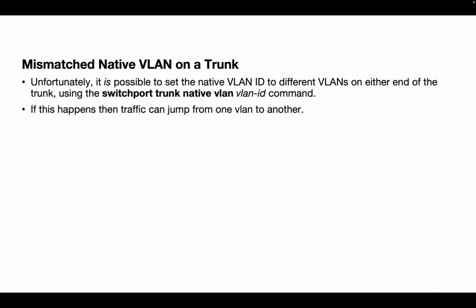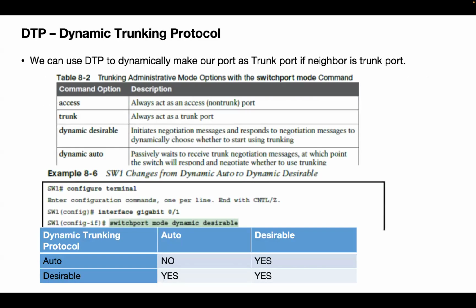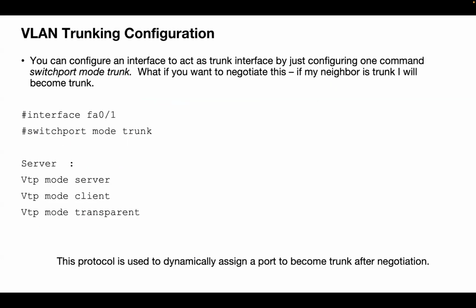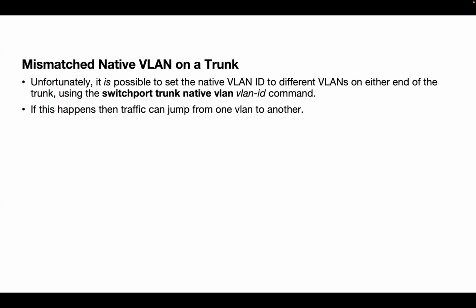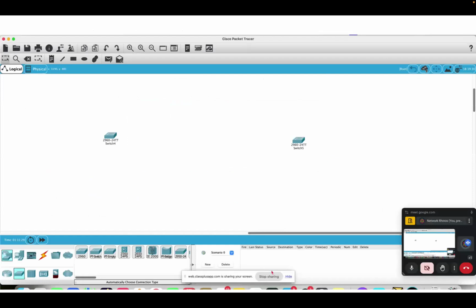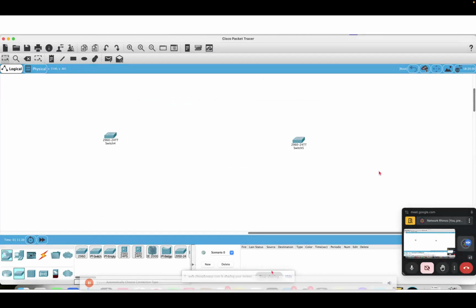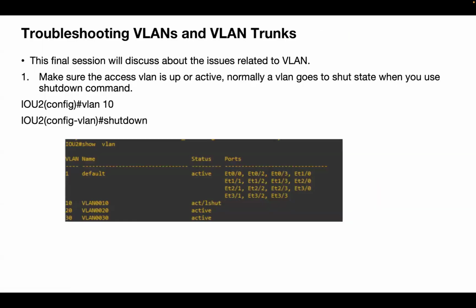Also remember one thing, the native VLAN has to be the same on the neighboring switch. If you take two switches, both switches should have the same native VLAN. If the native VLAN is not the same, then the trunk will not function normally. Okay, that's it.